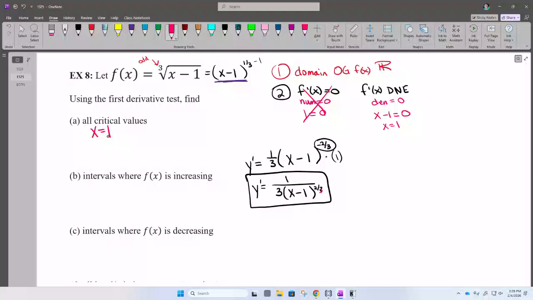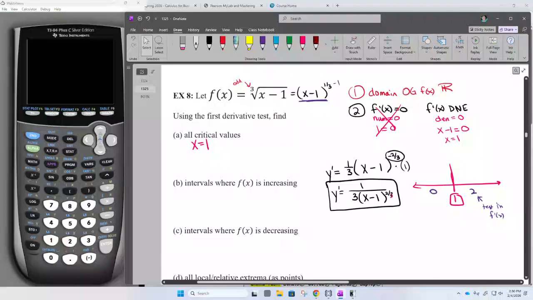We have one critical value. That means we cannot have a max and a min. We can have one or the other or neither. Okay? I'm going to put that one number on my number line, and I'll pick test numbers to the left and the right. And I'm going to test them in the first derivative. All I care about the first derivative is, did it come out positive or negative?